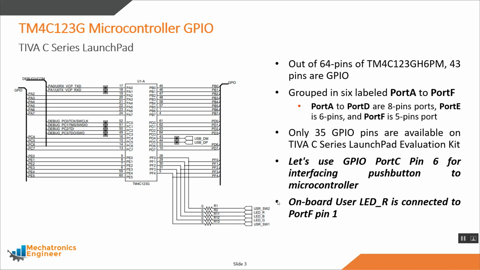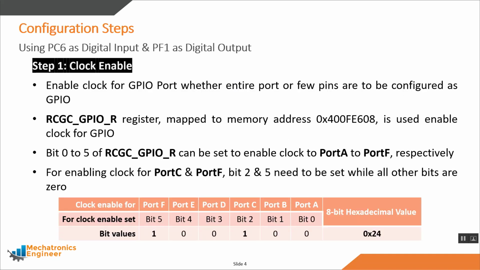For demonstration, let's select the red user LED that is available on the TIVA C series Launchpad, and it is interfaced to port F pin 1. By default, clock is disabled for all the GPIO ports. Therefore, the first step is to enable that clock. Whether you want to use the entire port or a few pins, we need to enable the clock on that GPIO port. The clock gating control register is responsible for enabling that clock to the GPIO ports. It is stationed at this memory address.